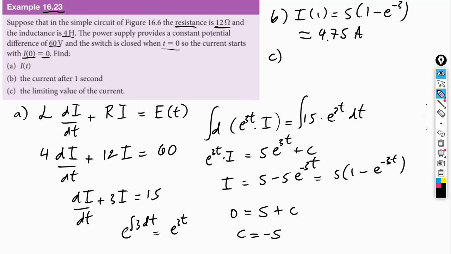And part C, the limiting value of the current. In other words, the limit as t tends to infinity for 5 times 1 minus e to the minus 3t. Now this is going to tend to 0 because it's an exponential function. 1 minus 0 is 1, 1 times 5 is 5. So it's going to be 5 amps.